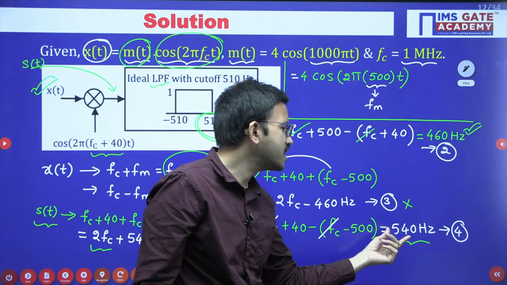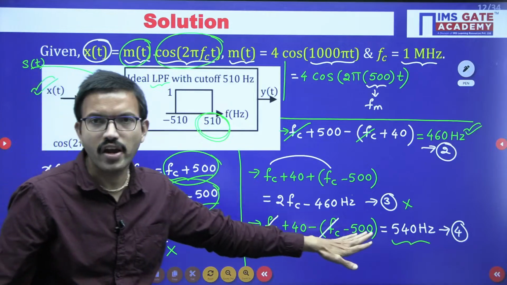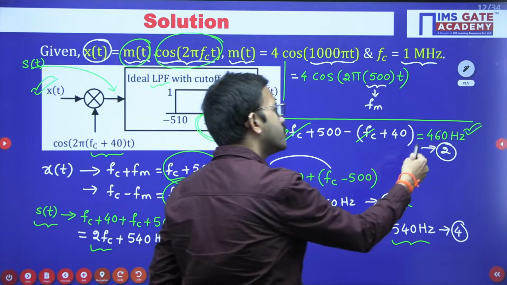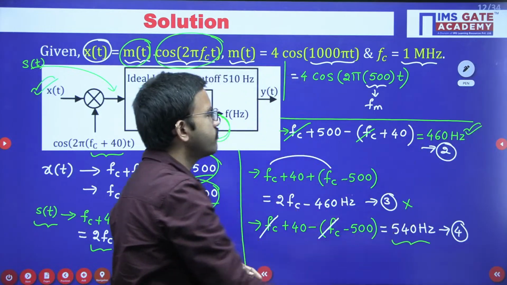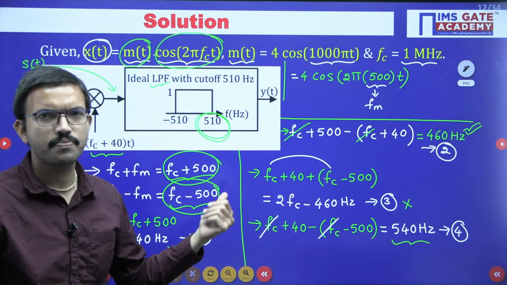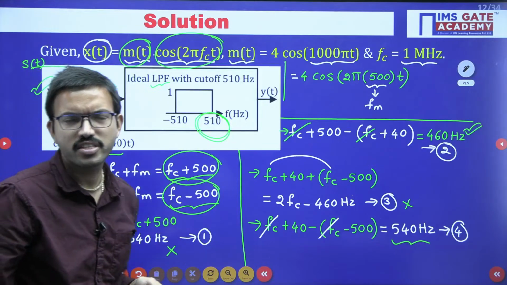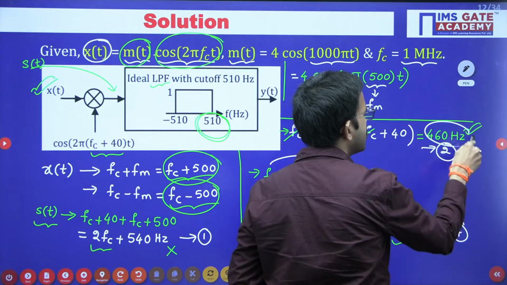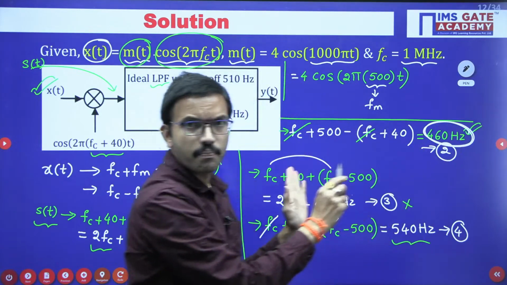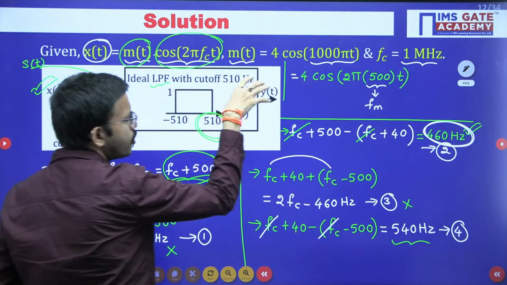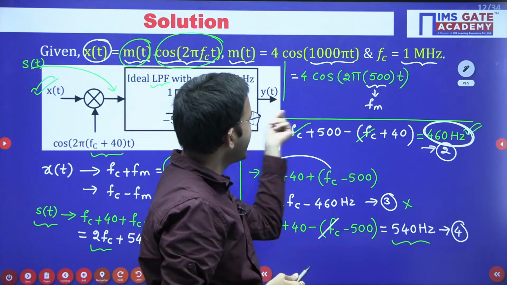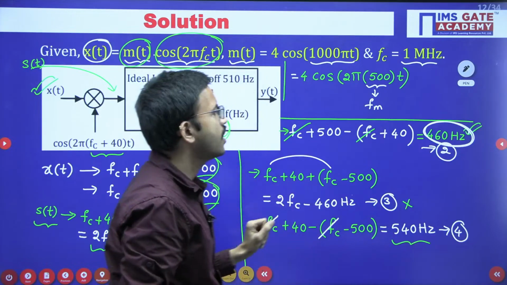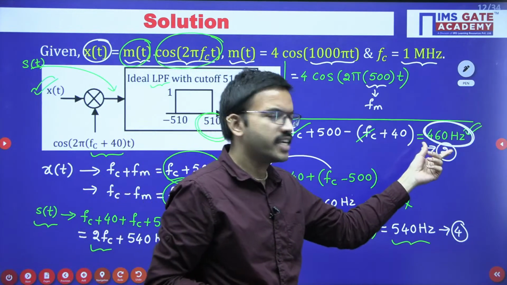Say for example here, instead of 540, suppose you got 500 Hz, and if the question is MSQ, then 460 Hz it will pass, and similarly 500 Hz also it will pass. But the question is MCQ, obviously one option will be correct, right? So here 460 Hz signal it is passing. That means at the output of low pass filter, you are going to get a signal which is having the frequency 460 Hz.